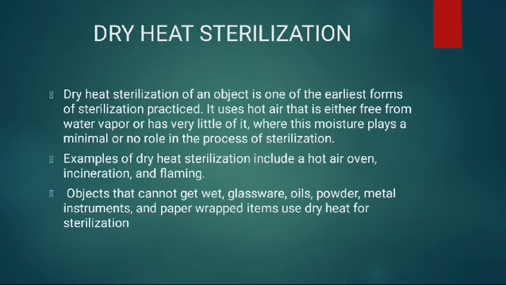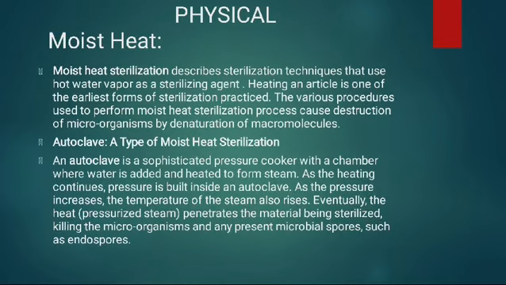Dry heat sterilization. Dry heat sterilization of an object is one of the earliest forms of sterilization practiced. It uses hot air that is either free from water vapor or has very little of it, where moisture plays a minimal or no role in the process of sterilization. Examples include hot air oven, incineration and flaming. Objects that cannot get wet, such as glassware, oils, powder, metal instruments and paper wrapped items, use dry heat for sterilization.